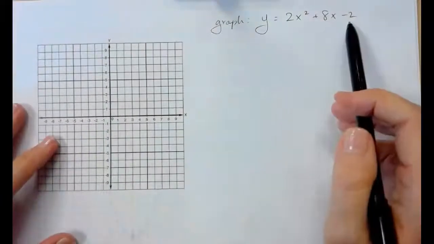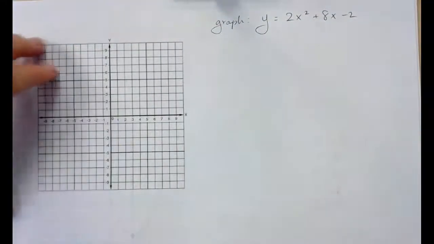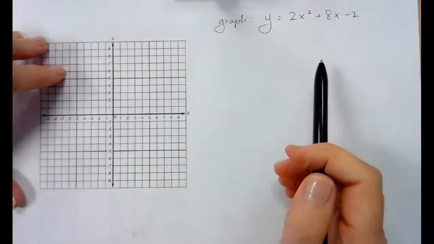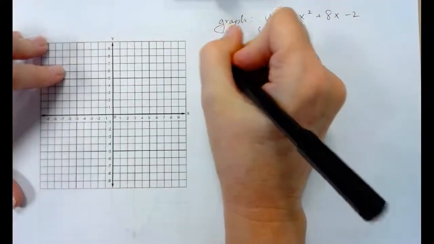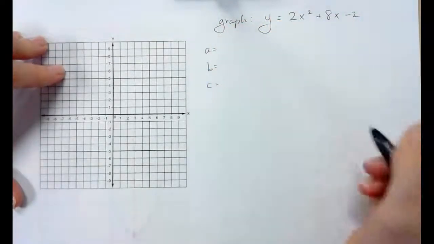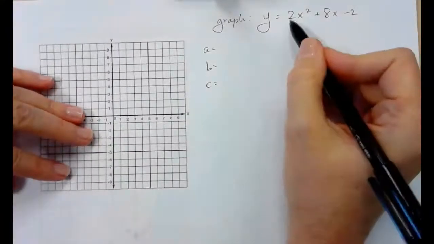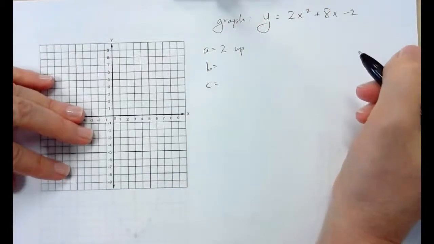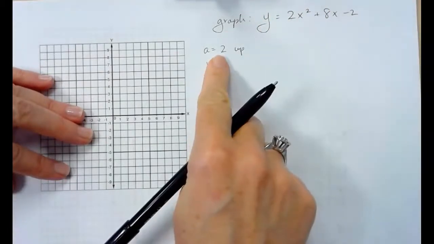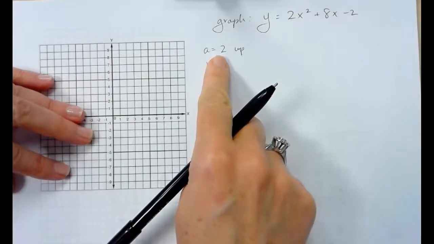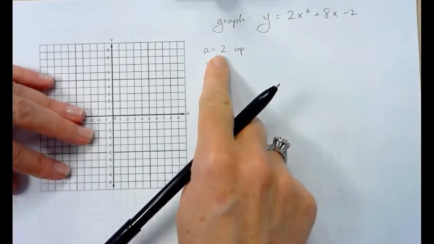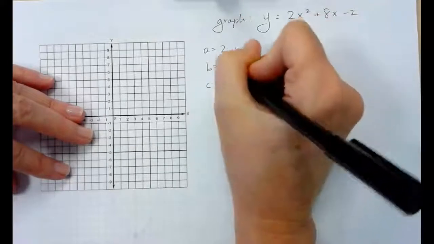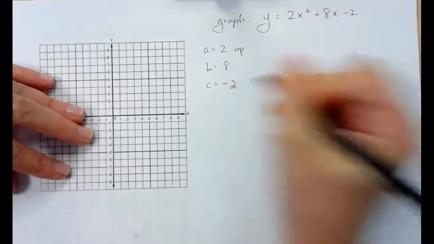Now we're going to graph given a quadratic form of the equation, and when we utilize the quadratic form, first of all, let's identify a, b, and c. Our a value is the same a value that we saw here. It behaves the same way. So our a value is positive 2, which means this parabola is going to open up. And because the a value is 2, it's going to be taller and skinnier. This is creating a vertical stretch. Our b value is 8. Our c value is negative 2.